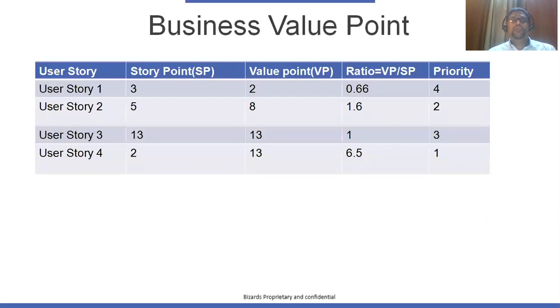And coming to business value points, what this technique talks about is you have a list of all user stories in the backlog, and the development team normally gives an estimate using story points, using the Fibonacci series. In this particular example, I have 4 user stories, and for each of the user stories I have given the story point. It is a relative size estimate. It is a unitless estimate.